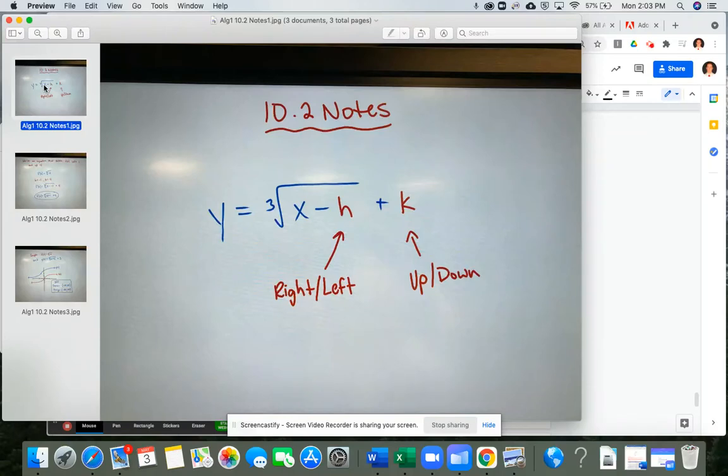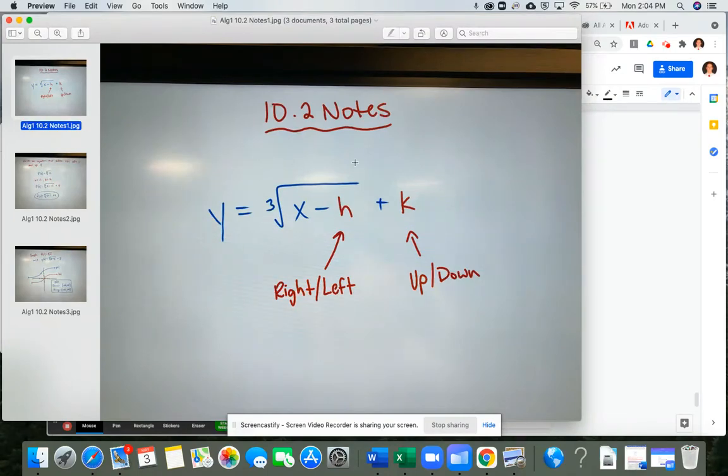All right, Algebra 1, we are talking 10.2 today with cube roots. We're going to be given an equation and we are going to graph it. So our cube root equation is y equals the cube root of x minus h plus k. This plus k is outside of our radical.